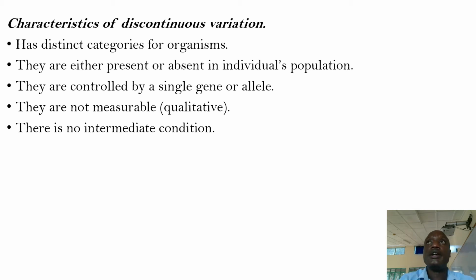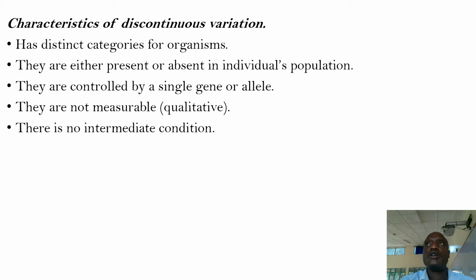So that's why in some populations you could not find people who are polydactyl, people who have extra fingers, extra toes, earlobes. It is as a result of the cause. So that's why they say that discontinuous variation is controlled by a single gene or allele. They are not measurable. In other words, you can also call discontinuous variation qualitative variation.